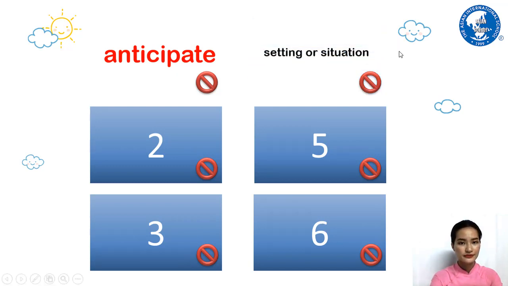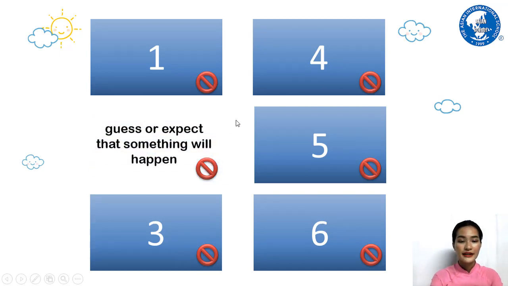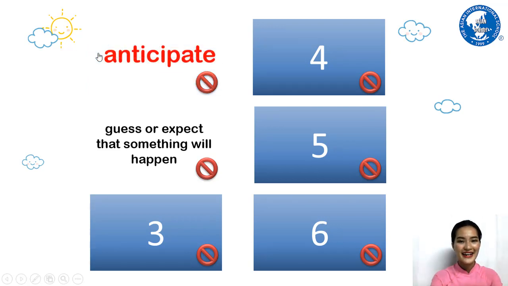Setting or situation. Is that right? I don't think so. So let's try with another pair. How about number 2? Guess or expect that something will happen. Now, can you guess the word? What's the number? Let's see with number 1. Anticipate. Correct. Well done, everyone. That's the same.